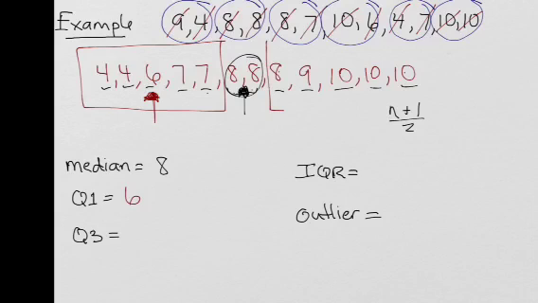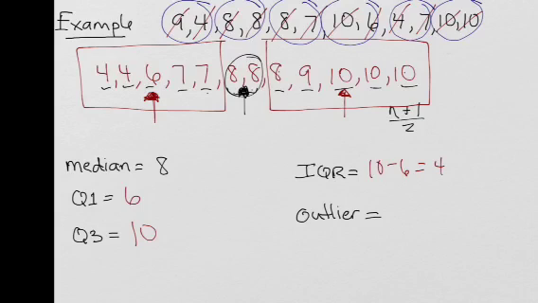Quartile 3 is to do the same thing with the back half of the list. Anything that wasn't part of the median, and then find the middle number. Again, a little easier since the list is smaller. That would be a 10. All right, now the interquartile range is to take those two numbers I just found, Q1 and Q3, and minus them. 10 minus 6 equals 4.